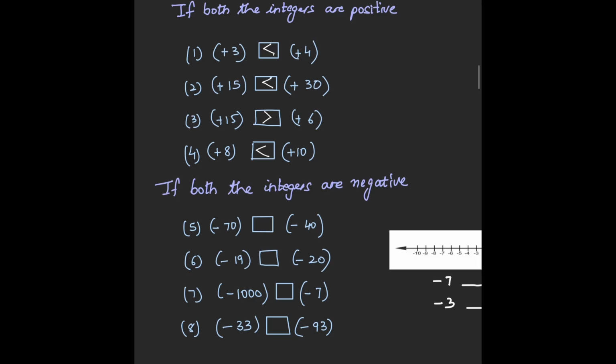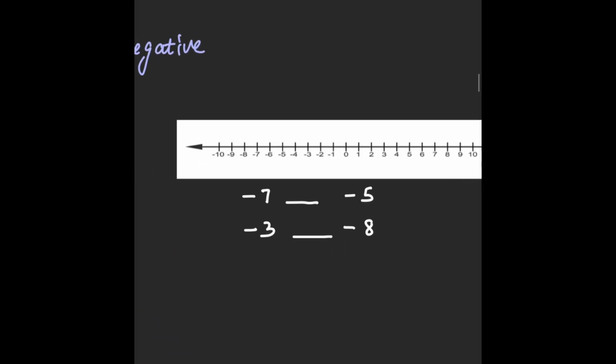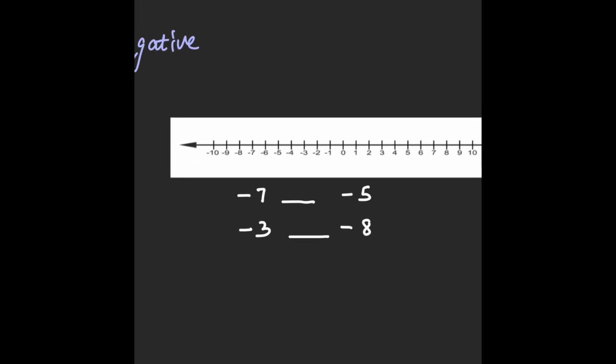Done. Now, if both the integers are negative, here the opposite thing plays. I'll just show you one with an example. Obviously, you must have come to know by now what I'm trying to say. Negative 7 and negative 5. Now, don't look at the sign. Just look at them as numbers. This is 7 and this is 5. Ideally, 7 is greater. But when both are negative, then what happens?